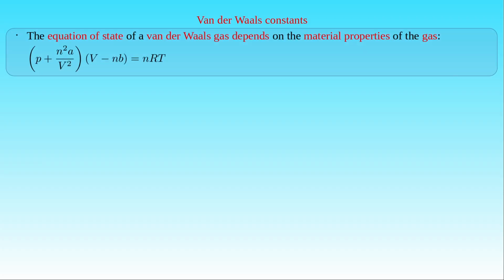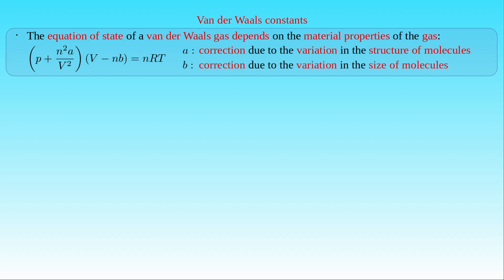As we have already seen, the equation of state of a van der Waals gas depends on the material properties of the gas, where this dependence is manifested in the van der Waals constants A and B representing the effects of the interactions between the gas molecules on the behavior of the gas. The constant A provides the correction due to the variation in the molecular structure of the particles in the gas, whereas the constant B gives the correction due to the variation in the size of the gas molecules.